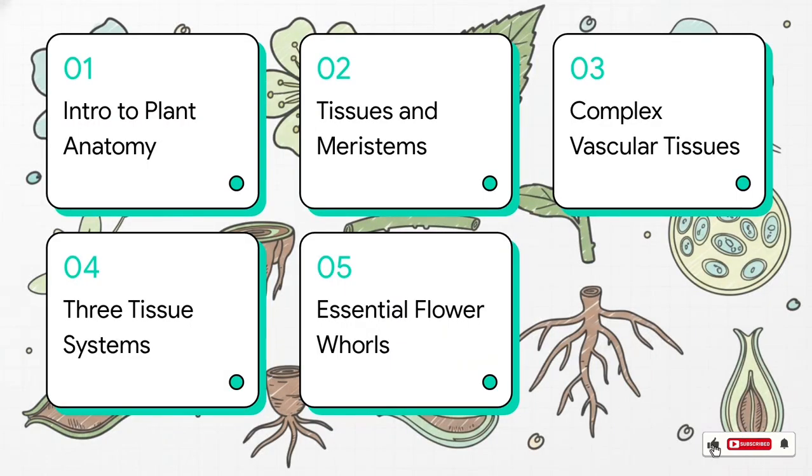All right, so here's our game plan for today. We'll quickly power through 5 critical topics. We're starting with an introduction to plant anatomy, moving to tissues and meristems, then complex vascular tissues, the 3 tissue systems, and finally wrapping up with essential flower whorls. Ye 5 topics direct marks wale hain, guaranteed. So extreme focus chahiye mujhe aaj.